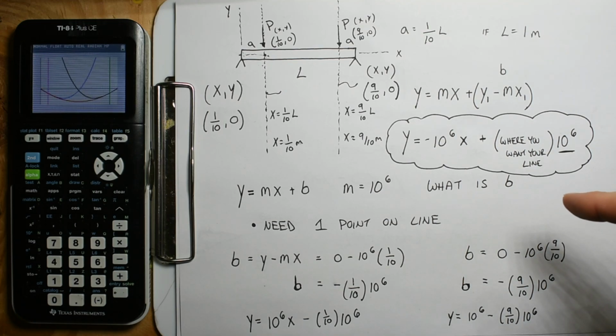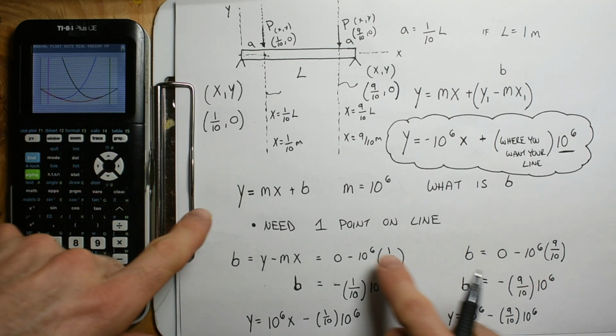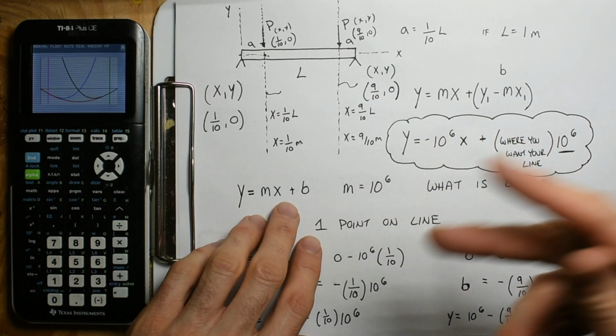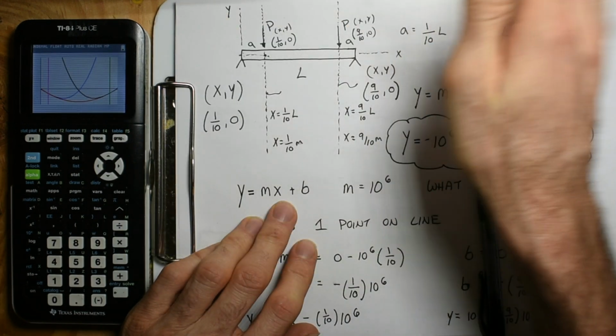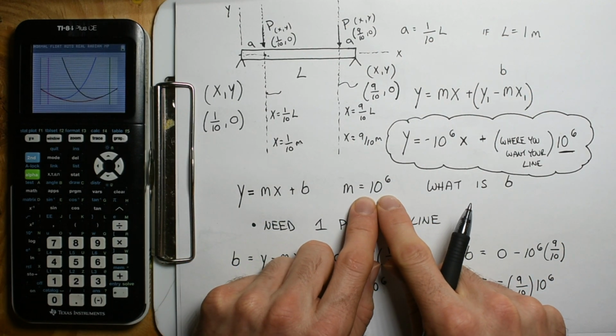Alright, so today we're going to make a vertical line on a calculator. This is the TI-84 Plus. You just need an equation of a line. Now it's kind of a trick. Obviously you can't make a vertical line with a slope of infinity, so we're just going to make our slope 10 to the 6.